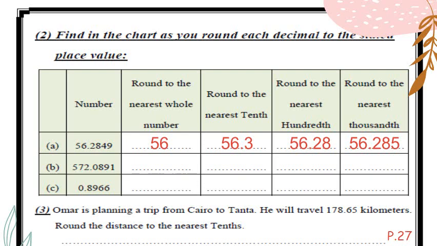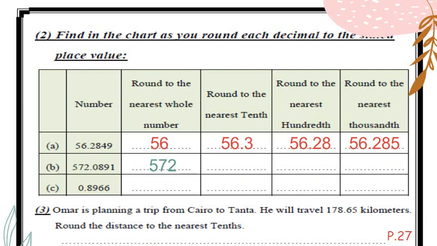Letter B. Here we have 572.0891. If I need to round this number to the nearest whole, that means underline ones. Which digit is under ones? It's 2. Look next door. Next door is 0. Weak number. That means nothing happens. So 1 will be 0, 9 will be 0, 8 will be 0, 0 is 0, decimal point, 2 keep it as it is, 7 as it is, and 5 as it is. So that means my final answer is 572.